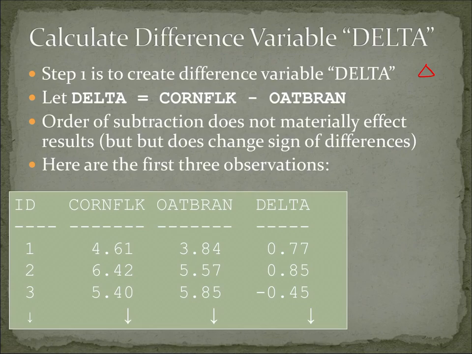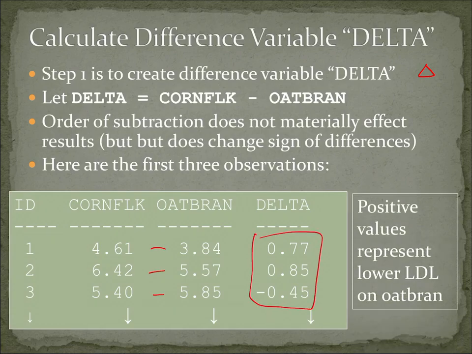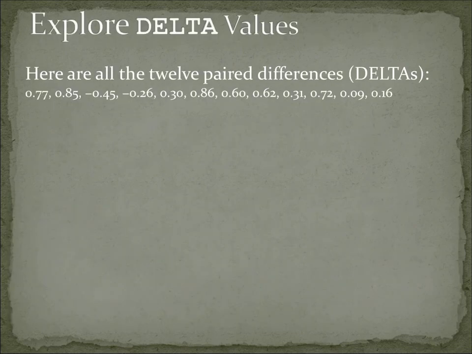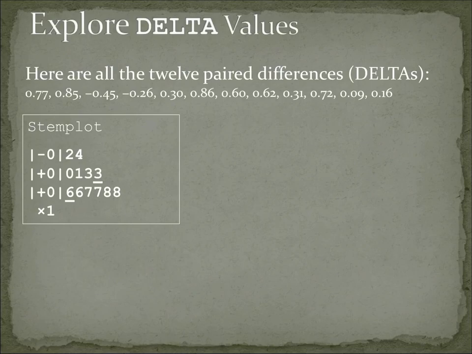Here are the first 3 observations. So here you have your first 3, and you just subtract them out, and this is where you'll get your delta value. Positive values represent lower LDL on the oat bran. So here we explored delta values. Here are all 12 paired differences in the deltas. So these are all the delta values.